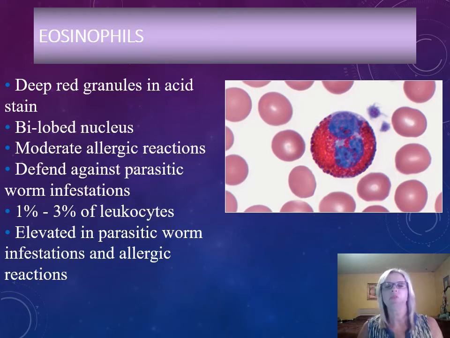So eosinophils here have very coarse, uniform granules, and these appear more red when stained. They have a bilobed nucleus, so it will be lobed, but there will only be 2 lobes, so that's an important characteristic here. And so these help to moderate or defend against allergic reactions and parasitic worm infections. These will make up about 1 to 3% of the total leukocytes.